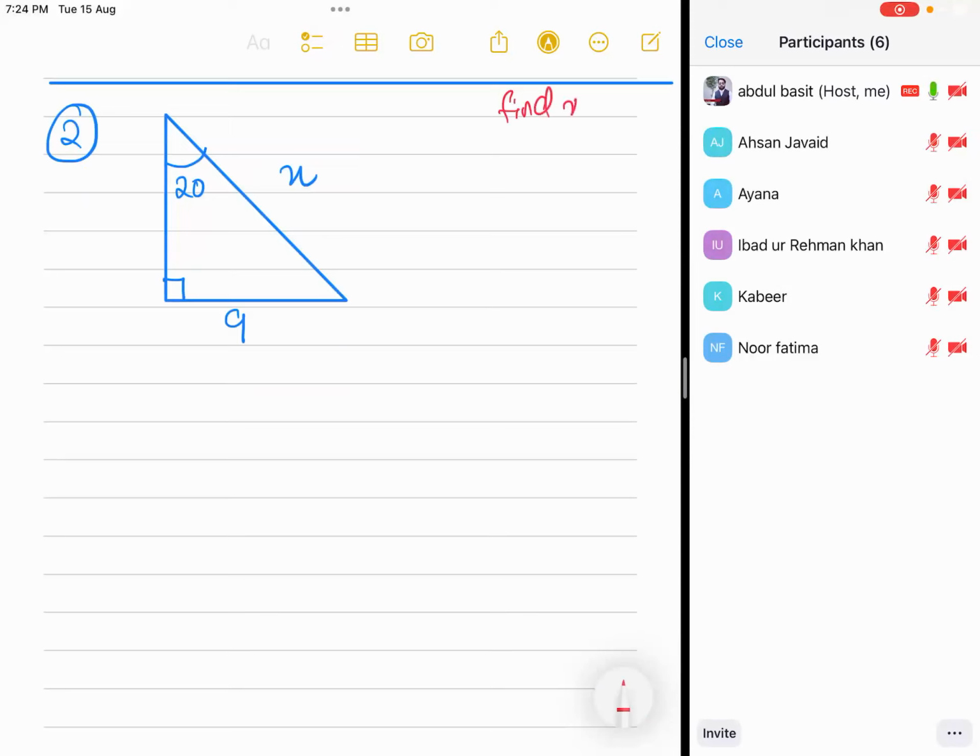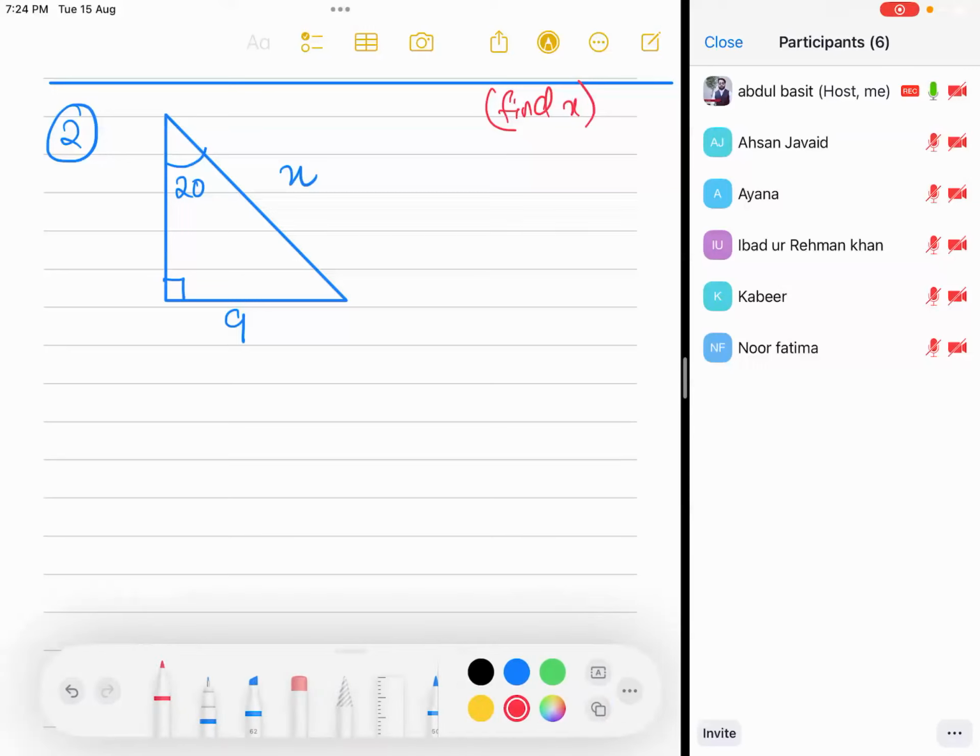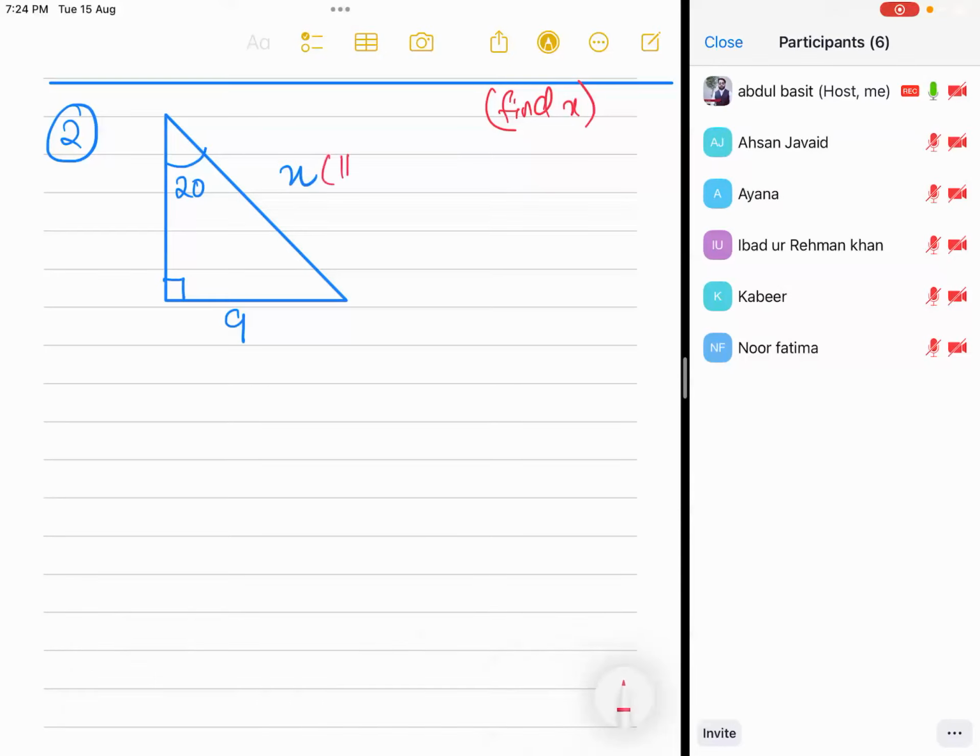You have to name the sides. Find x. We need to find out x. Ayana, as I asked you a bit earlier, what is the name of x in a right angle triangle? Hypotenuse. Very good. So we'll write hypotenuse with x. But what is the name of 9? Perpendicular. Very good. It is the side opposite to the angle, so it is perpendicular.